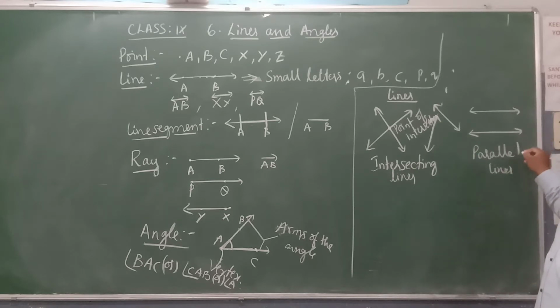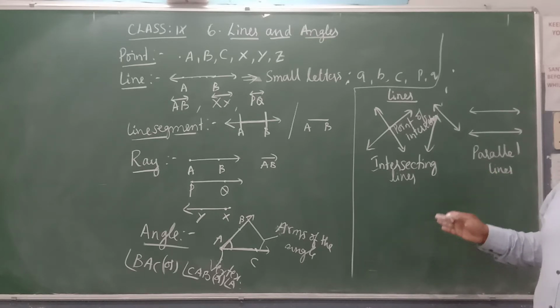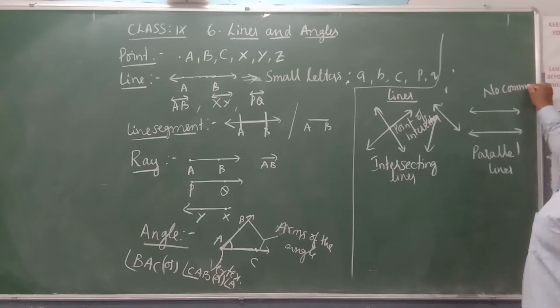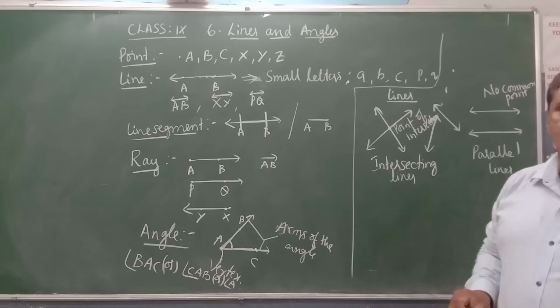Whereas for parallel lines, as these two lines do not intersect, they don't have any common point. So here, no common point for parallel lines, whereas for intersecting lines, we will find one common point.